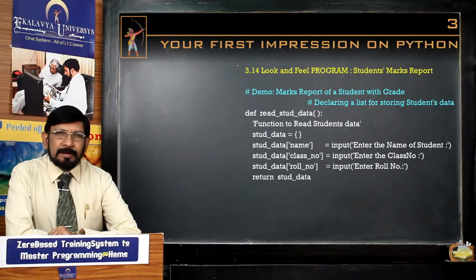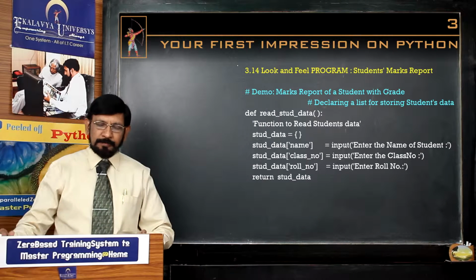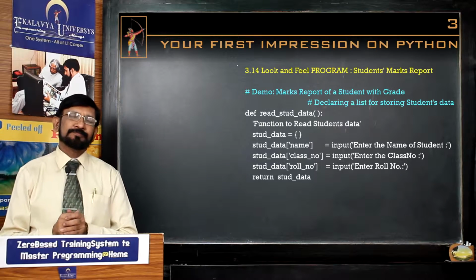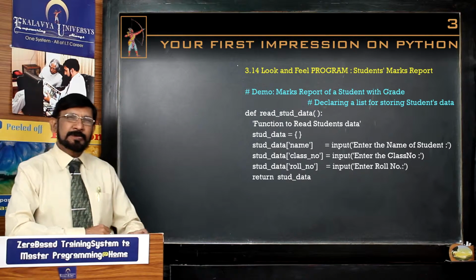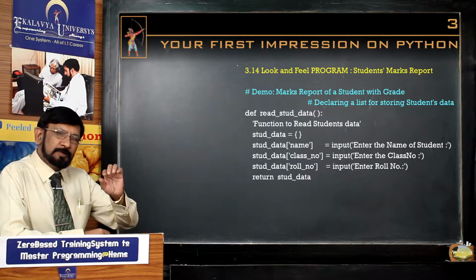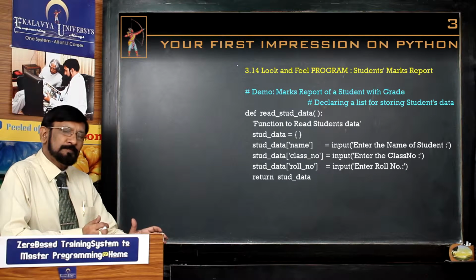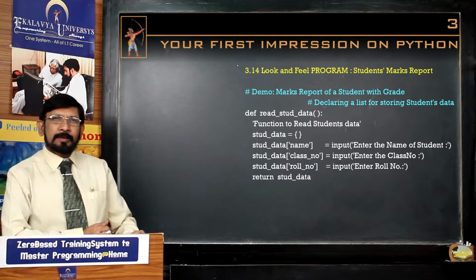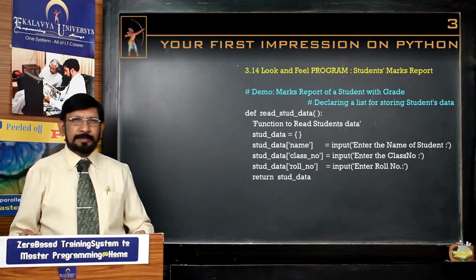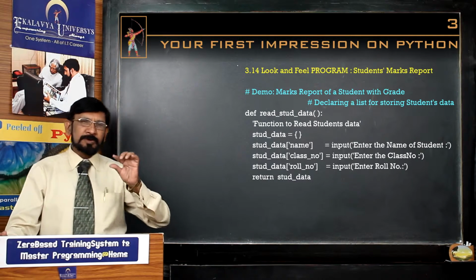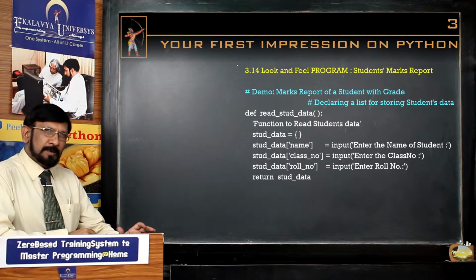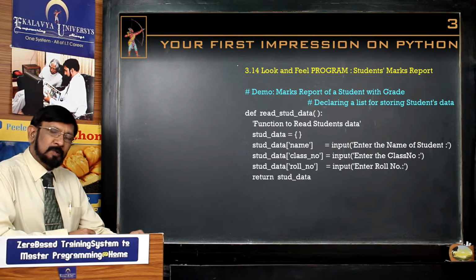Hello friends, and now let us take up concept number 3.14, look and feel program on students' marks report. The basic objective of the academic system is to enable you to crystallize knowledge as far as possible at every point of time. Abstract knowledge or half knowledge is very dangerous. That's why, in order to enable you to crystallize your knowledge on the function oriented programming approach, I developed a unique model that is called look and feel program.